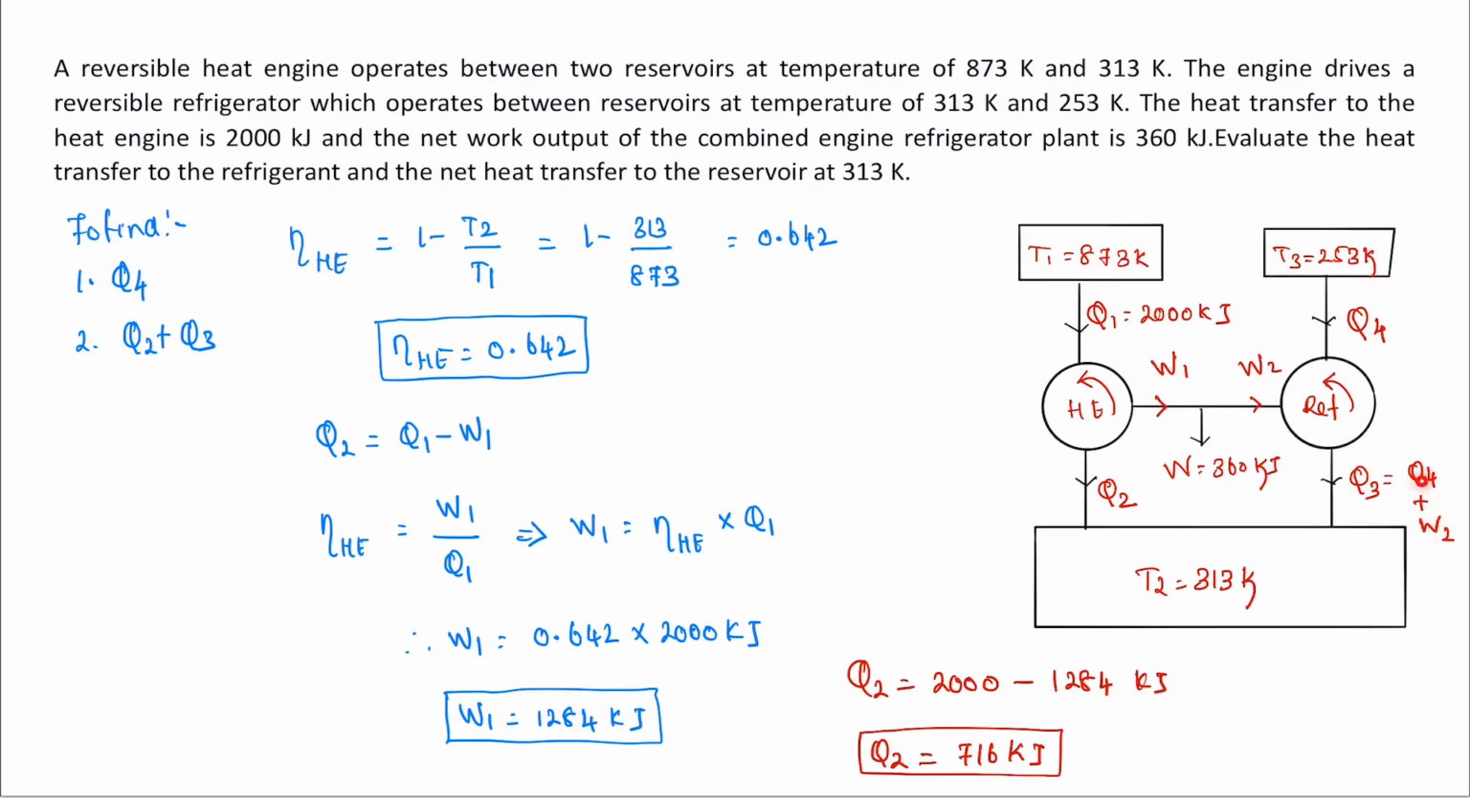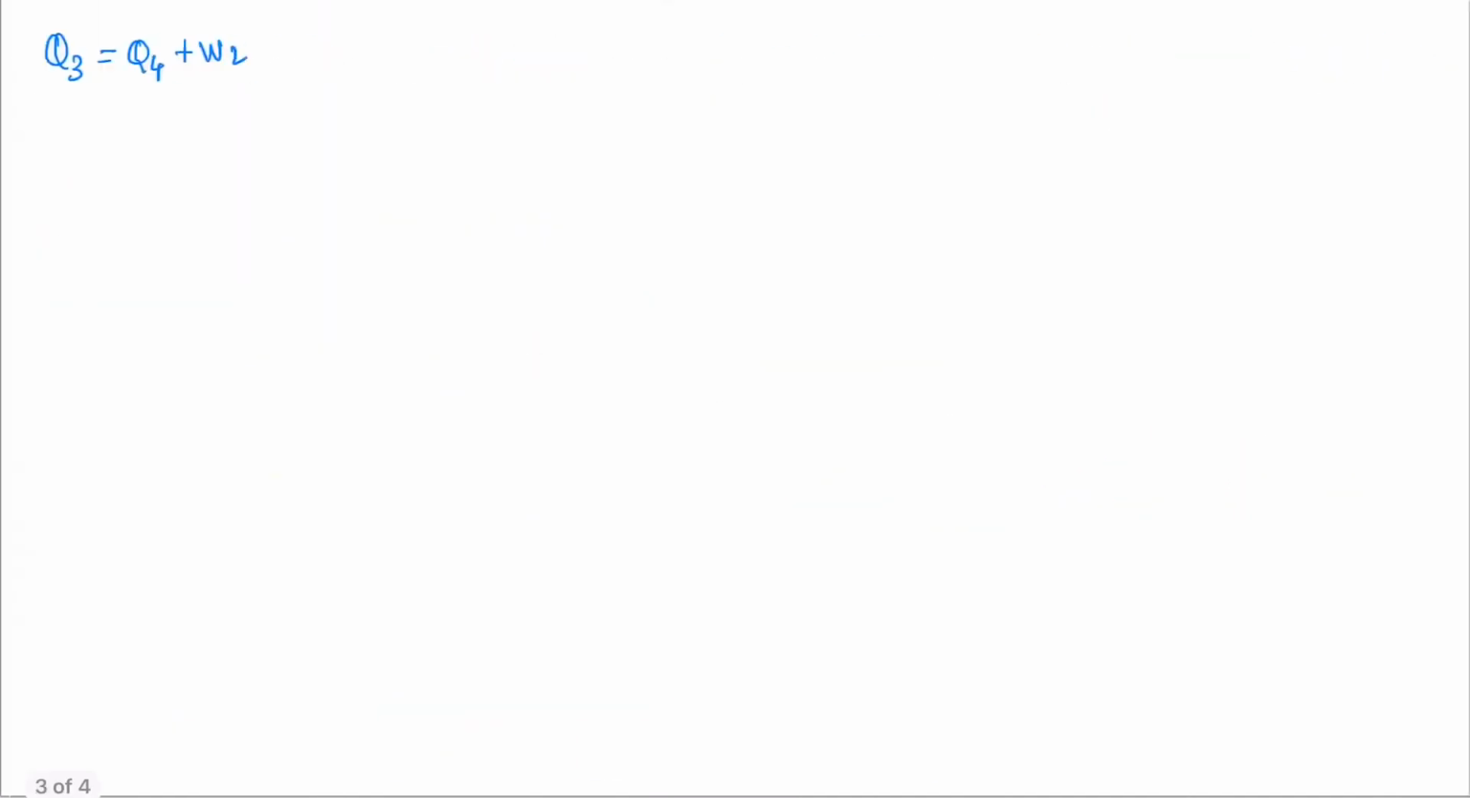In order to find the value of Q4, we need to find the COP of this refrigerator. First we have to find the COP of the refrigerator in order to find both these values. Since the COP of the refrigerator is given as Q4 by W2, which is nothing but T3 divided by T2 minus T3.